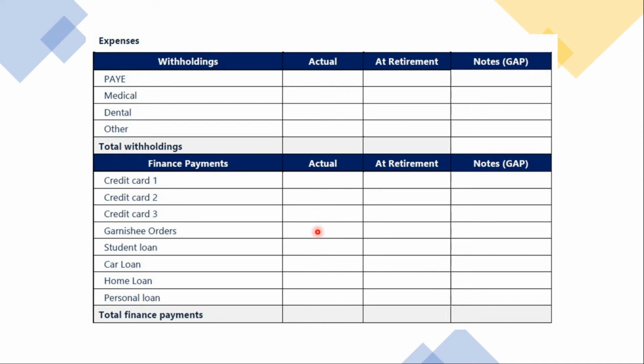Garnishee orders. Any account that you do not pay, that would be a court order. In other words, a debit order. Student loan, hopefully at retirement there's nothing like that you pay. A car loan if I have my own car. A home loan if I have my own home. Personal loan, that must definitely please not be applicable at retirement. And then, of course, total finance payments.